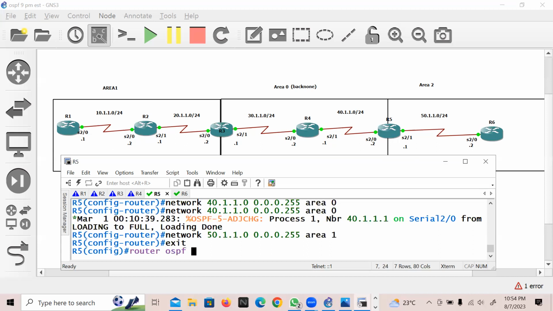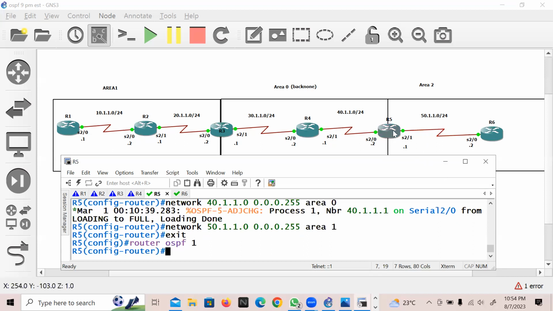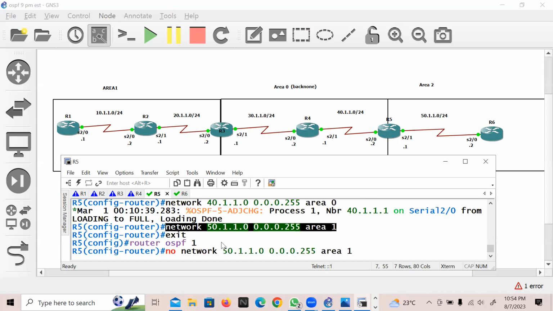Check there. On R5, check there. Where is 50? Could you tell me where is 50 on R5? On which area? You said it's on area 2. Yeah, on R5, Yusuf, 50 network is in which area? It is in area 2. Okay, great.